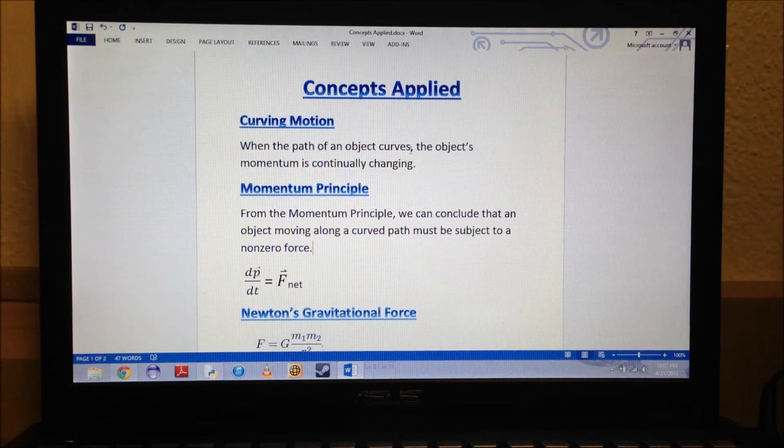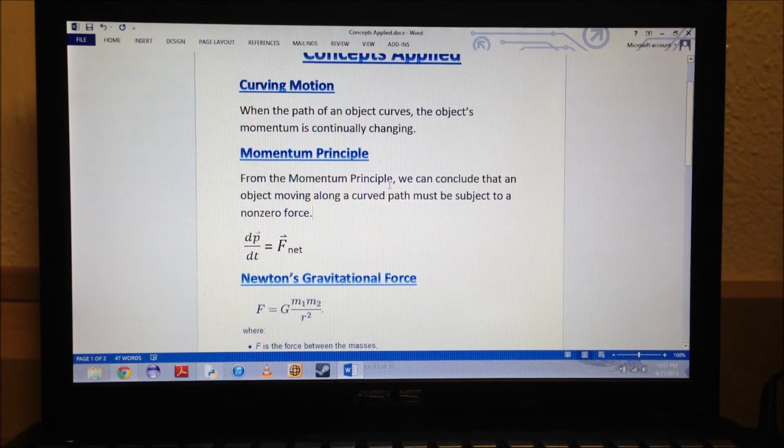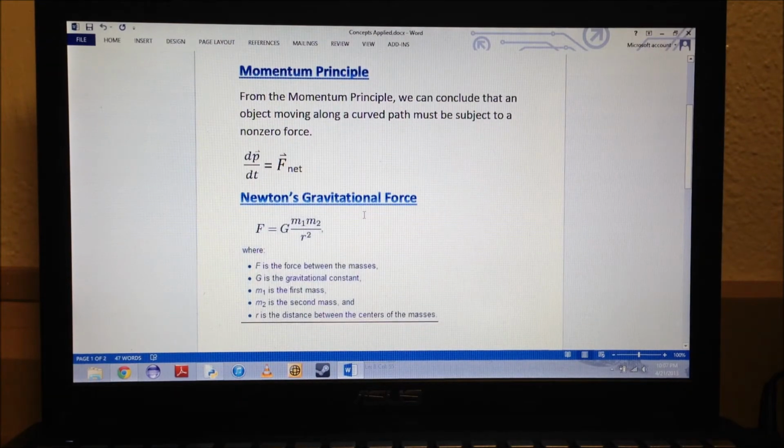Alright, so here are the concepts applied. First off, we have curving motion. When the path of an object curves, the object's momentum is continuously changing. Next we have the momentum principle, and from that we can conclude that if the object is moving along a curved path, then it must be subject to a non-zero force. And that force is the gravitational force, with the formula given here.